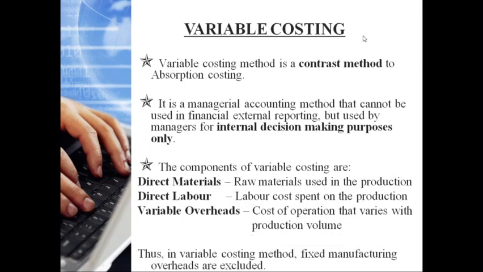Moving on to the next method, which is a total contrast to the other method. The absorption method is a contrast to variable costing. The second method is called variable costing, and this method is not approved for external reporting, but it is generally used for internal decision making purposes. So under this method, what happens? We take into account only direct material, direct labor, and only the overheads which are variable. We ignore the fixed overheads under this method, and hence this method is not used for external reporting purposes. It is used only for internal decision making.